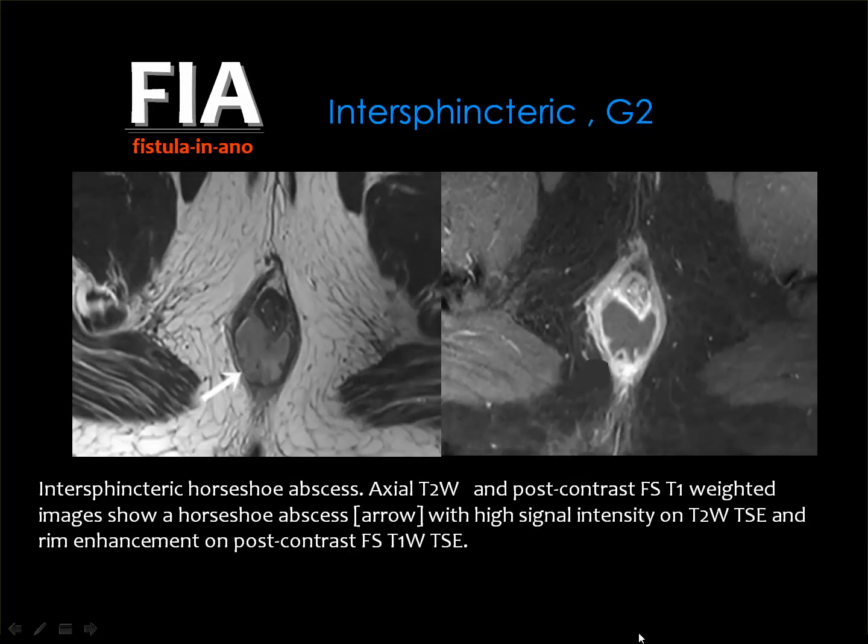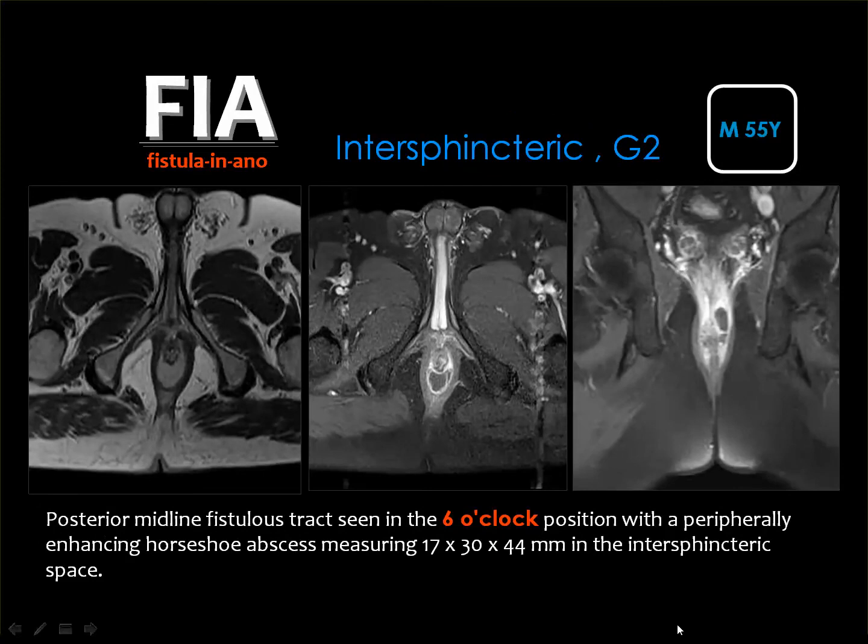But in this case, the abscess is very well delineated here, and you see a horseshoe abscess posterior to the anal canal and enclosed between the sphincters, and the abscess is of relatively bright signal in the T2 and shows intense post-contrast marginal enhancement. And this is another example of an intersphincteric fistula with abscess formation. And you see the horseshoe appearance of the fistula.